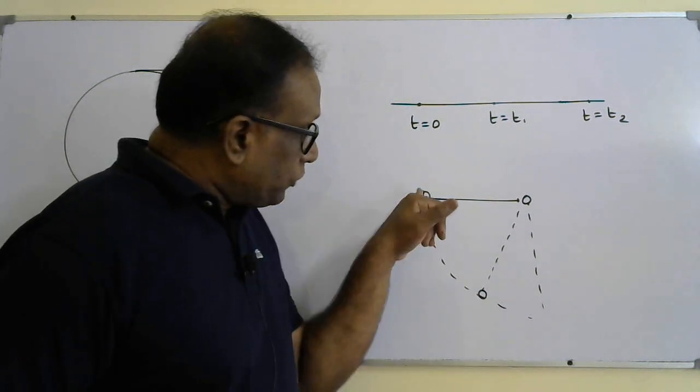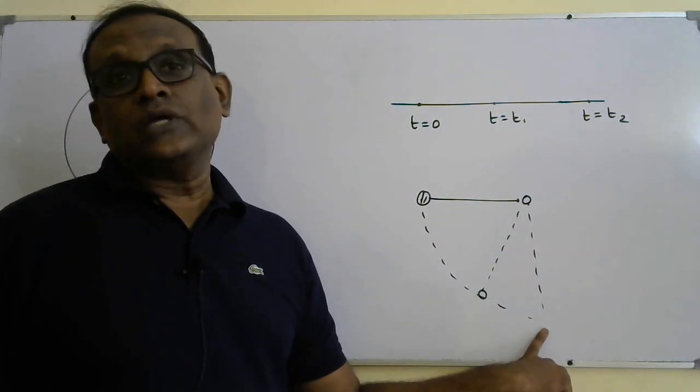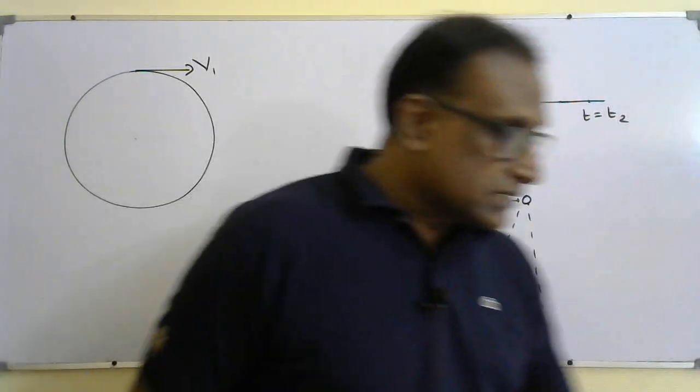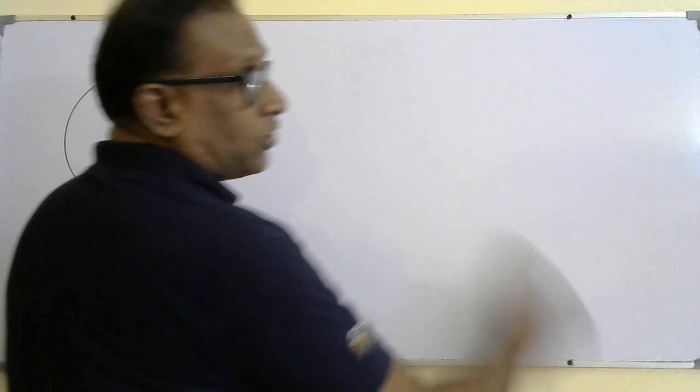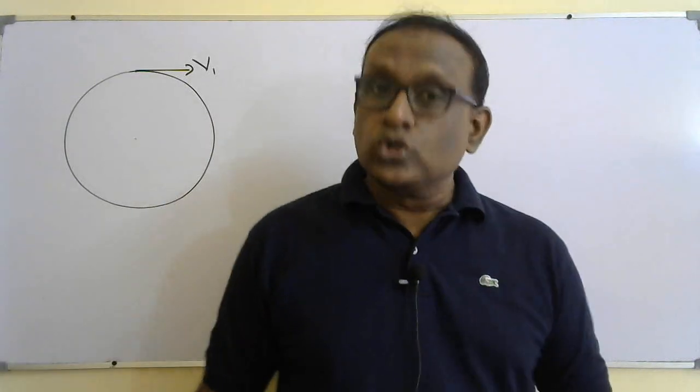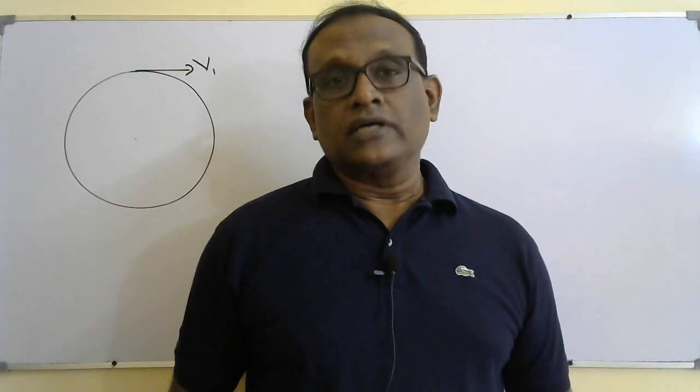So the object is moving on a circular path, but the speed will change. So when an object moves on a circular path, it's not necessary to say the speed is constant. It's an unwanted statement. The speed could change when it moves on a circular path.